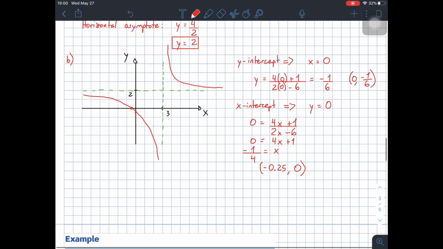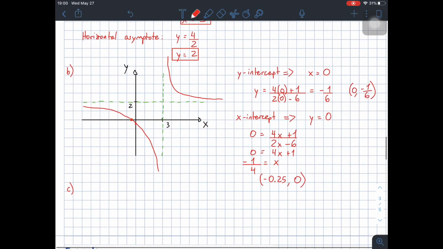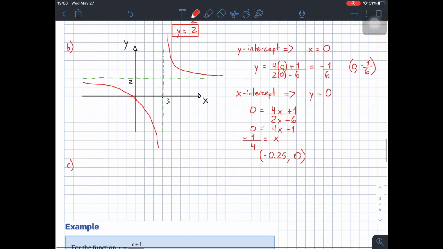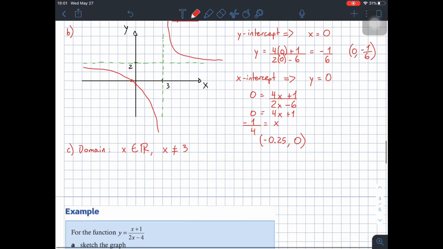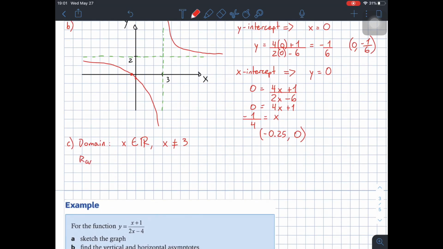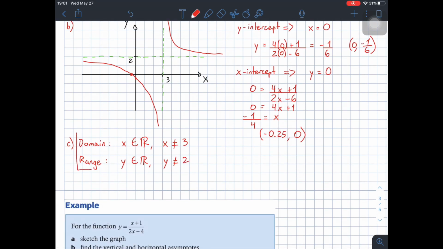Finally, for part C, we want to state the domain and range. The domain, if we already know the vertical asymptote, would be x belongs to all real numbers except 3, right? x is different from 3. And the range would be y belongs to all real numbers and y is different from 2 in this case. So there we have the values of the domain and the range.